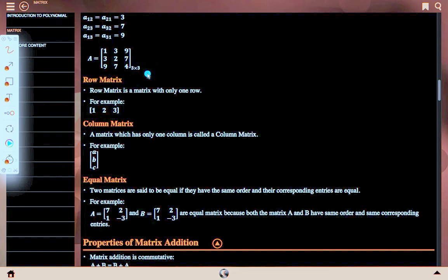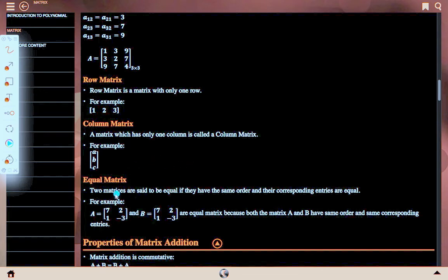Now here, row matrix. A row matrix is a matrix with only one row. For example, 1, 2, 3 is a row matrix. Column matrix. A matrix which has only one column is called a column matrix. For example, a, b, c is a column matrix.